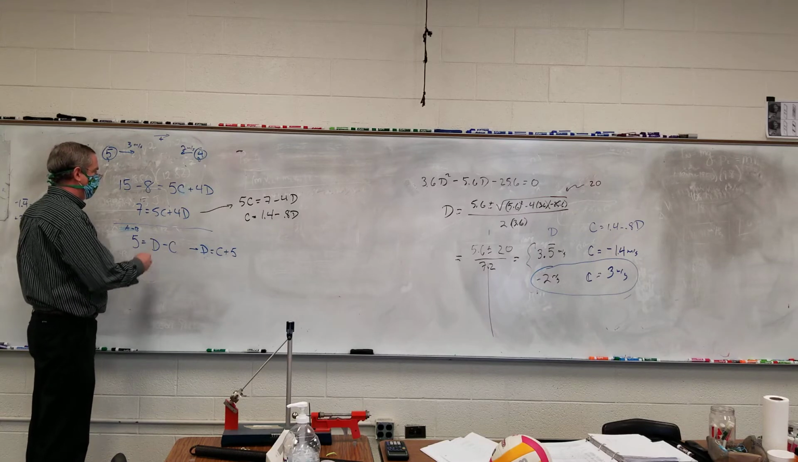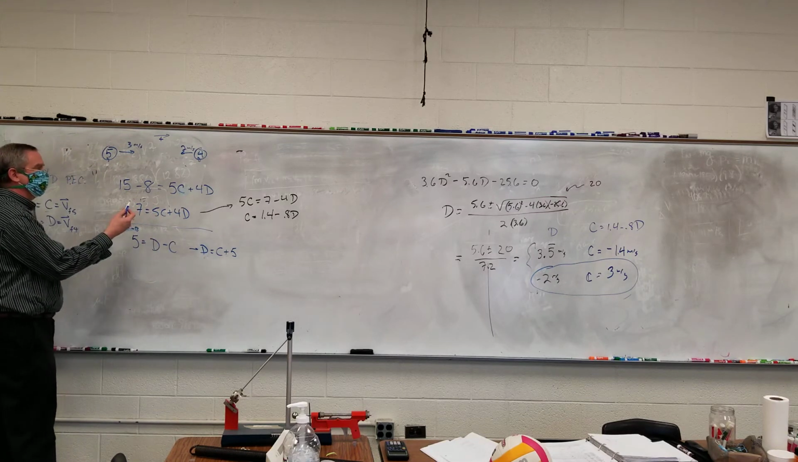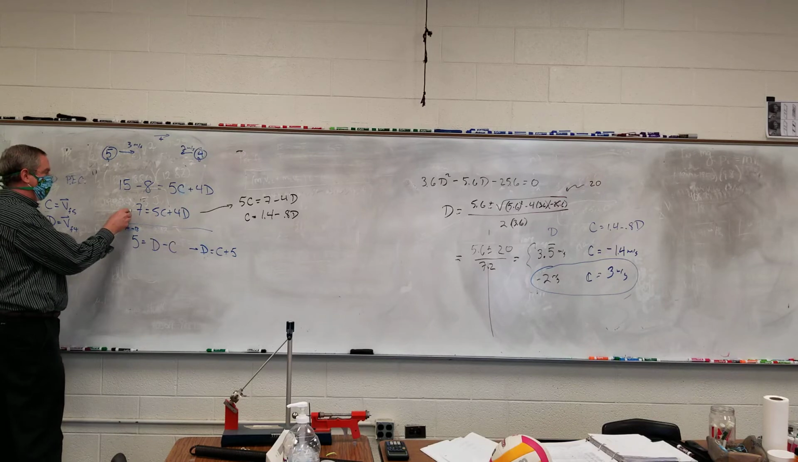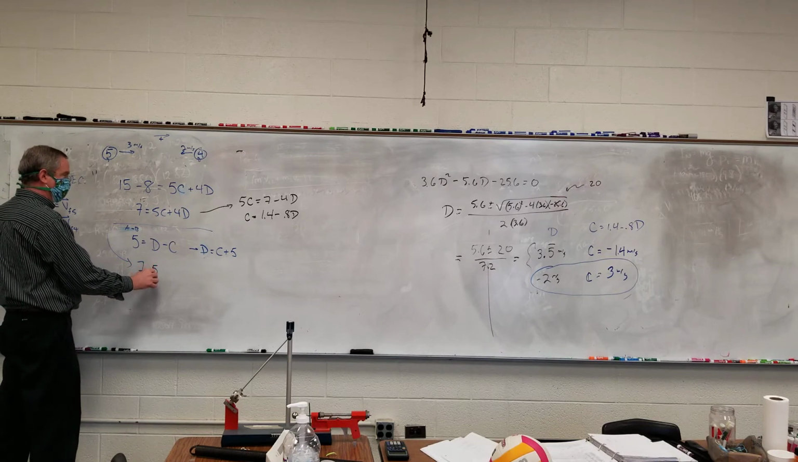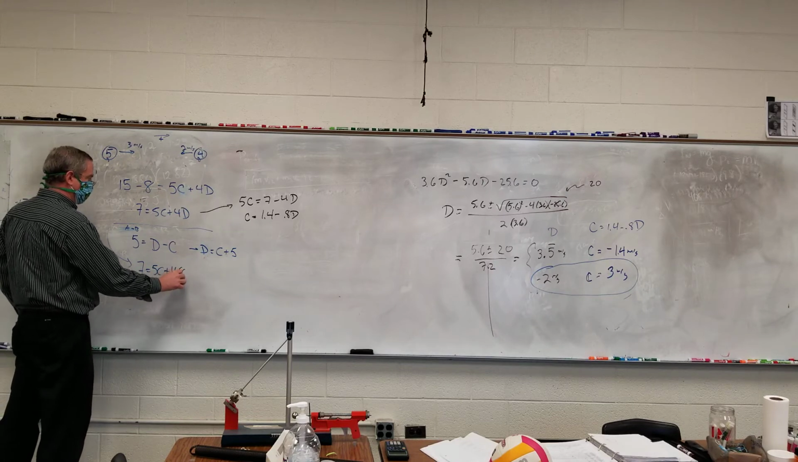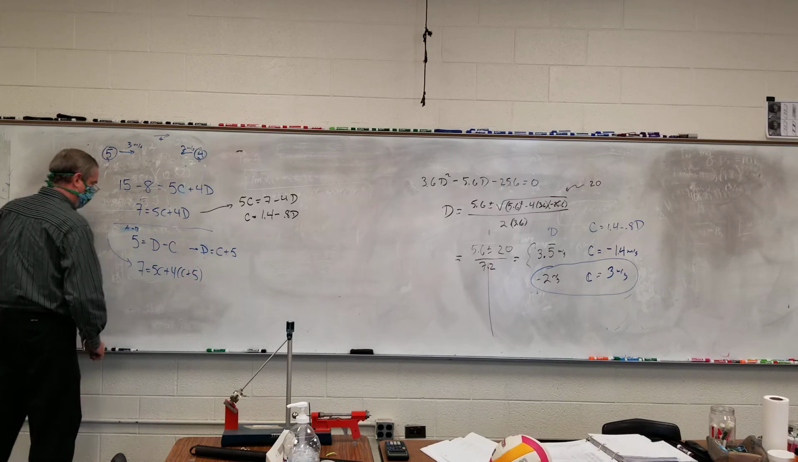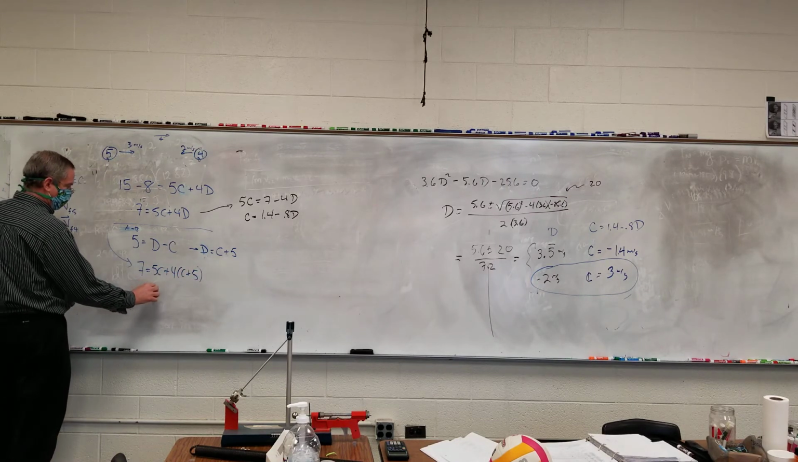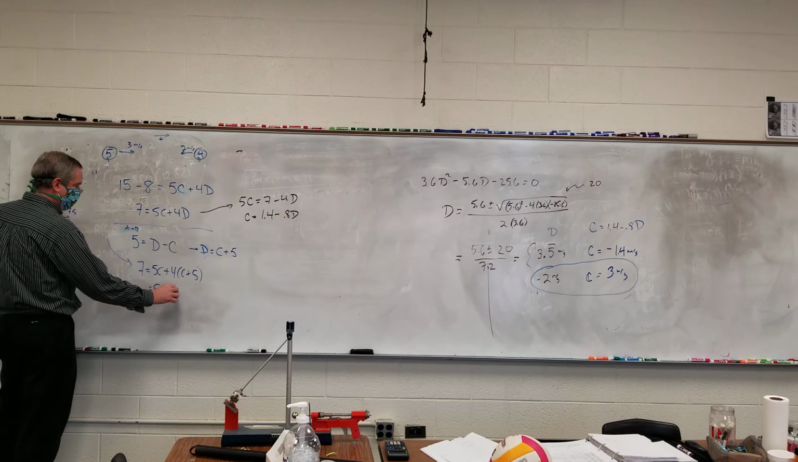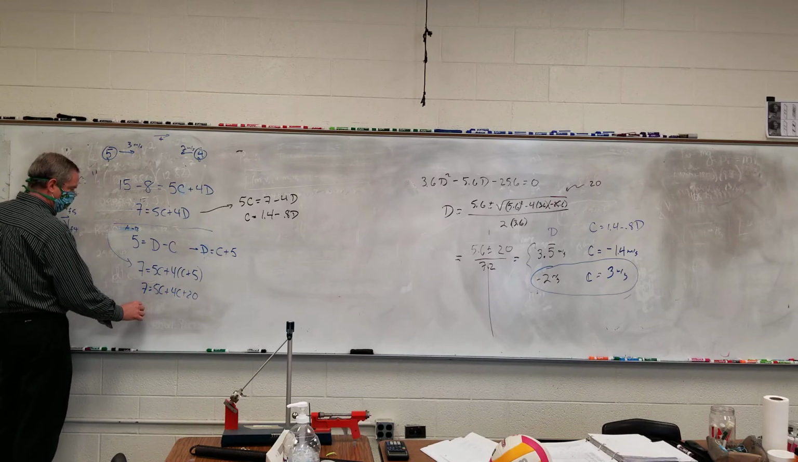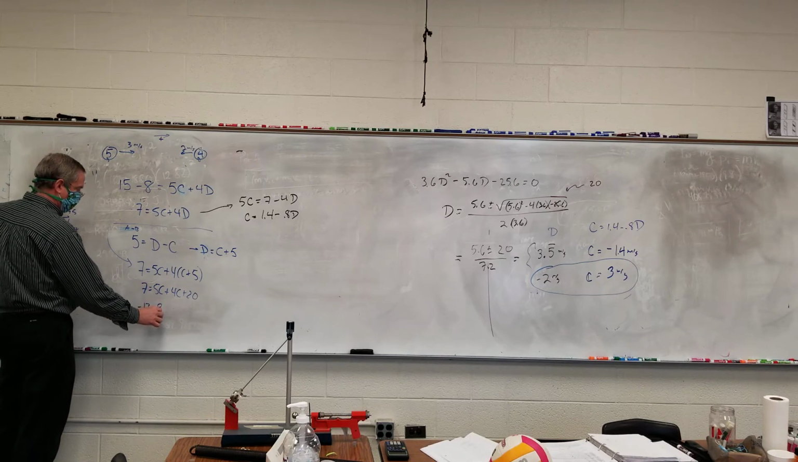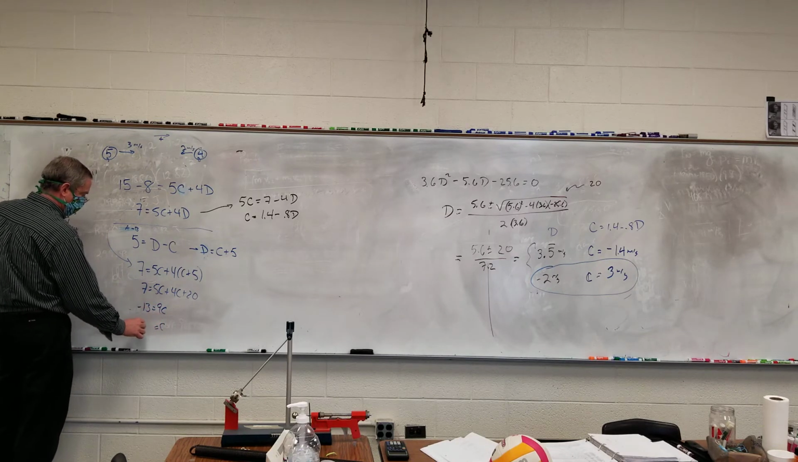And we can plug into this equation. We've got several things in which to plug. Let's plug into this one right here. So I have 7 is equal to 5C plus 4 times C plus 5. So that's 5C plus 4C plus 20. Negative 13 is equal to 9C. C equals negative 13 ninths meters per second.